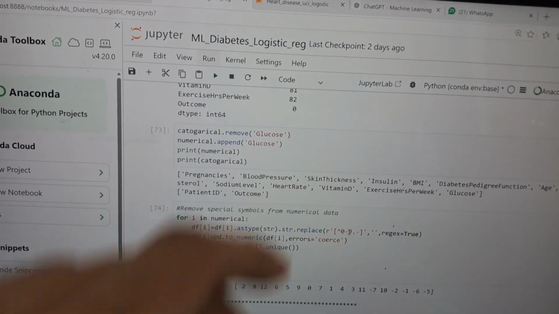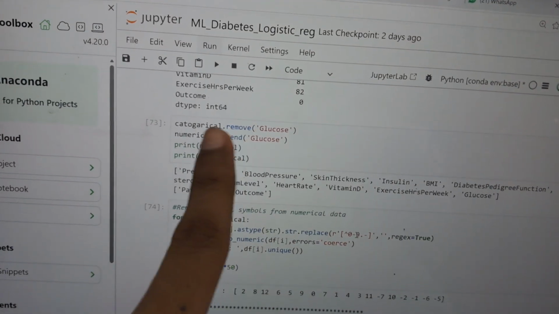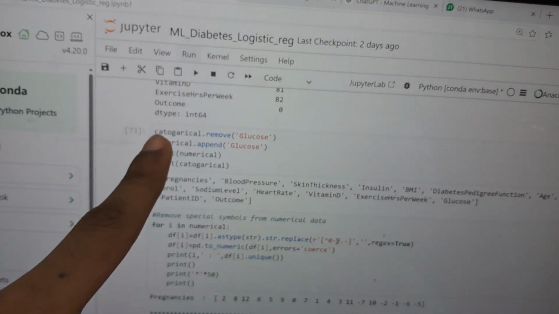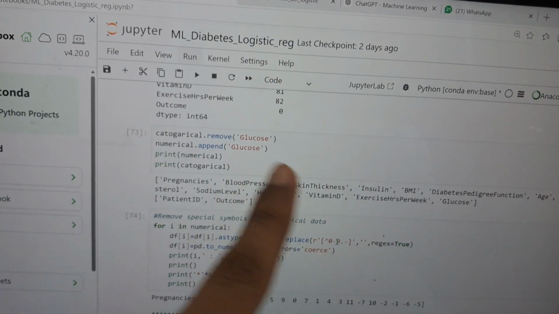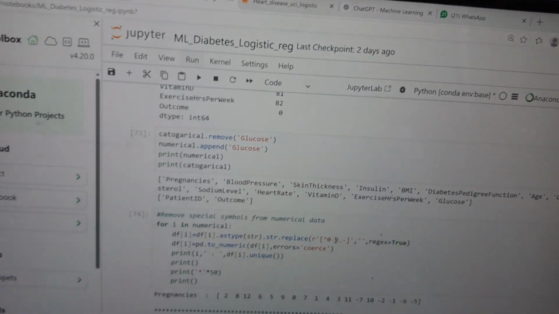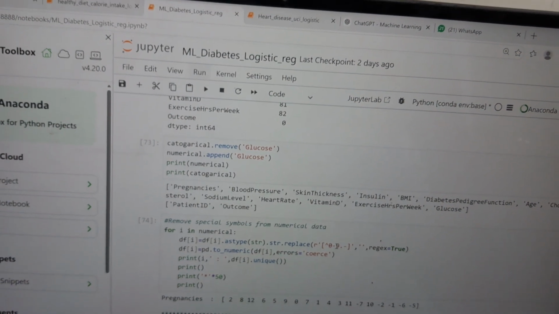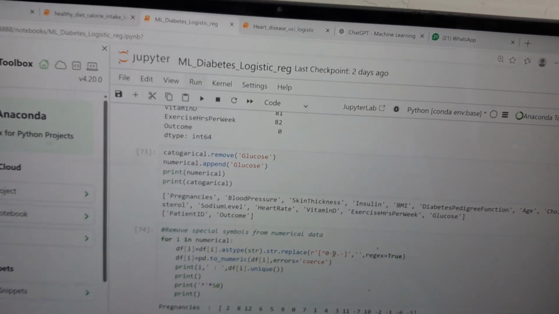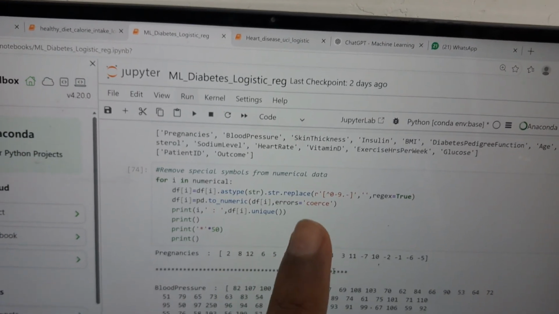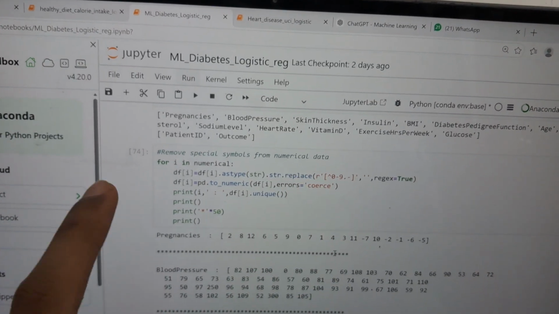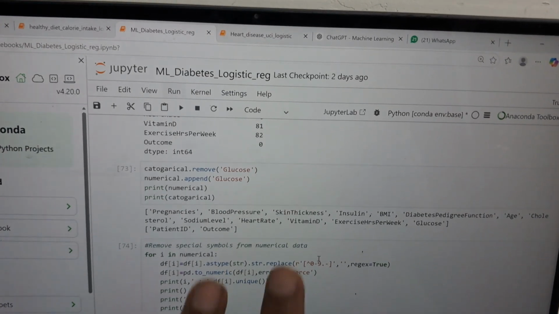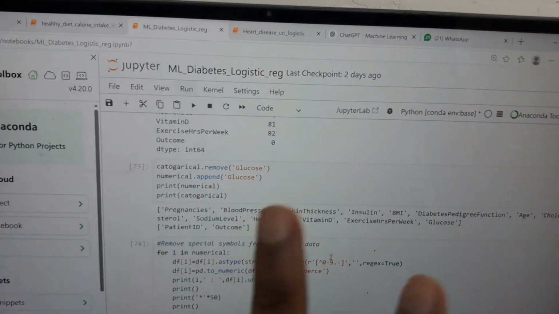And as I already said, as glucose is in the form of a string, I removed glucose from categorical and added it to numerical. But still glucose is in the form of a string only. So I have to convert glucose to a number. So remove special symbols from numerical data. For i in numerical, I'll remove special symbols from glucose and convert it into a string, that's fine.